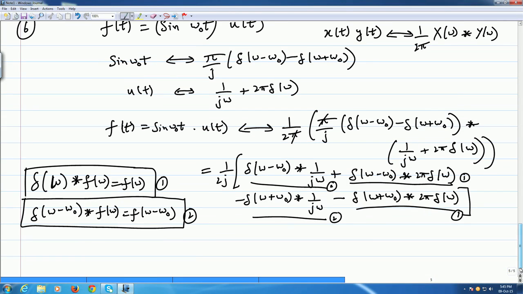Okay, so if you do that, you will get 1 by 2j times, for this guy it's f of omega, whatever f of omega is, instead of omega I should put omega minus omega naught. So I get 1 by j omega minus omega naught. Okay, and then for this guy, instead of f of omega I should put omega plus omega naught. So I get minus 1 by j omega plus omega naught.